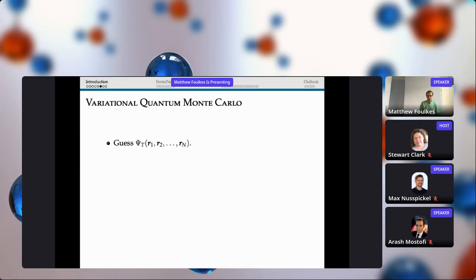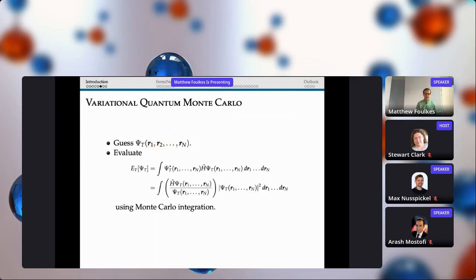So I'll just remind you, if you don't already know, about how variational quantum Monte Carlo methods work. You start by guessing a wave function. T stands for trial here. You evaluate the energy expectation value by doing this 3N-dimensional integral if you have N electrons. I'm not writing spin in these equations, but of course there are spin coordinates as well, really. And the way we do that integral is with Monte Carlo integration.